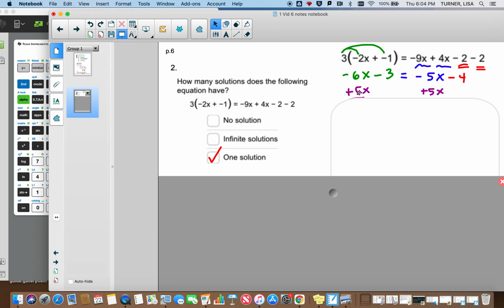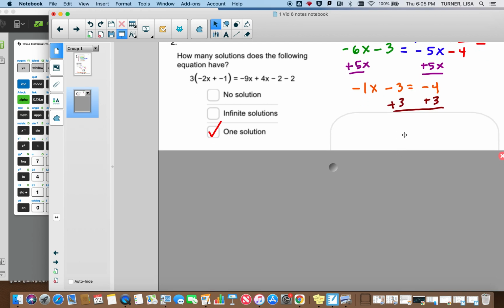You can do either one. You could have done plus 6x's. I just moved the 5's, and these cross out, and I have left over on the side negative 6x plus 5x is negative 1x. I bring down the 3, and I bring down the negative 4, and I'm not done. I need to get the x by itself, so I'm going to do the opposite operation of equality, and I'm going to add 3 to both sides, and I'm going to get negative 1x equals negative 1. And when I divide by negative 1 to get the x by itself, my answer is 1.